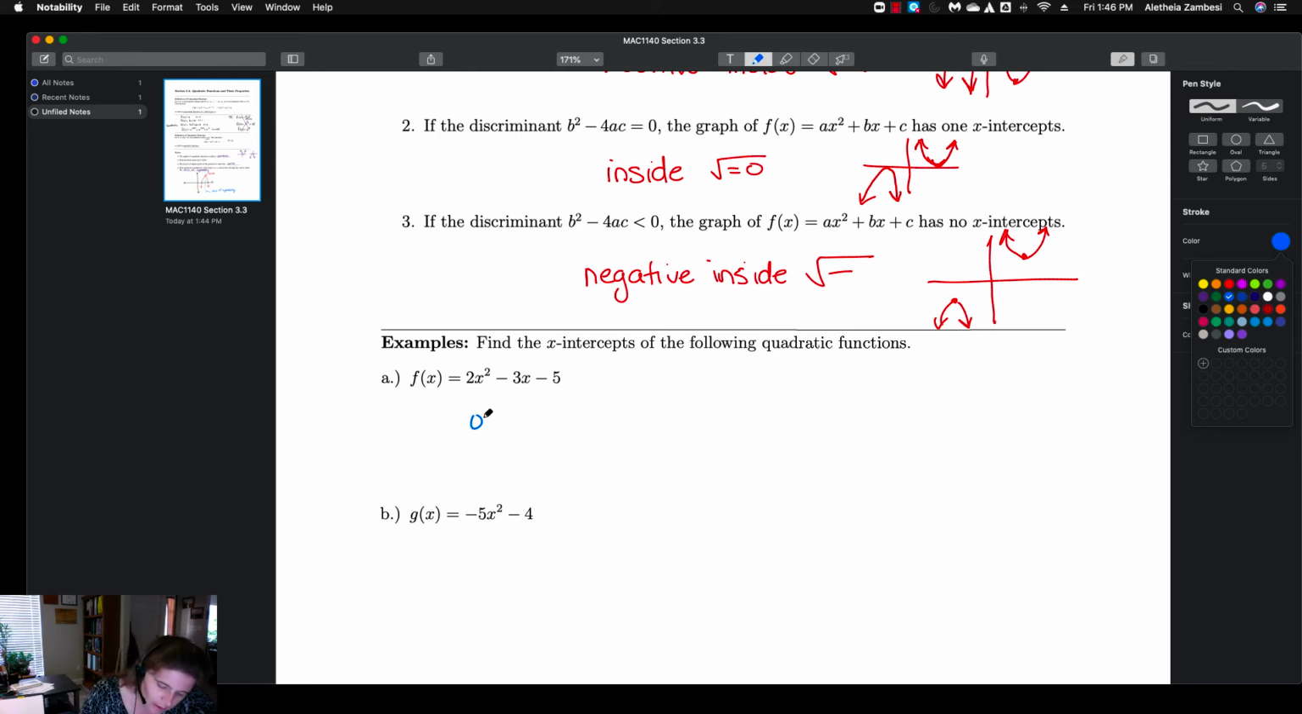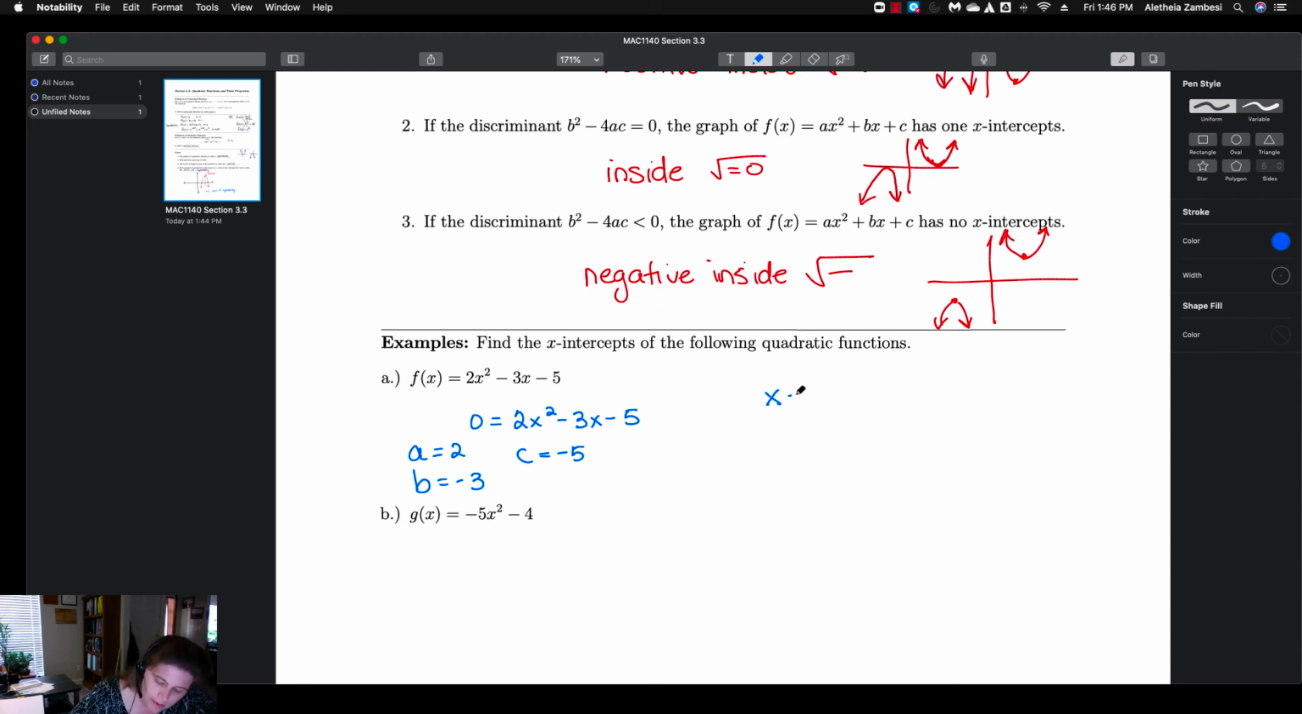So 0 is equal to 2x squared minus 3x minus 5. That's the equation that I'm solving. So some practice on using the quadratic equation or quadratic formula and this type of thing. A is equal to 2, B is equal to negative 3, C is equal to negative 5.